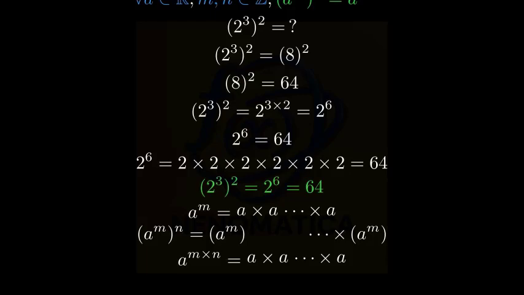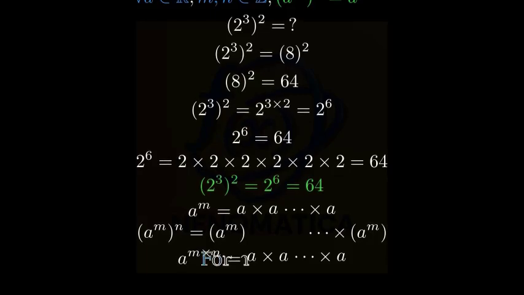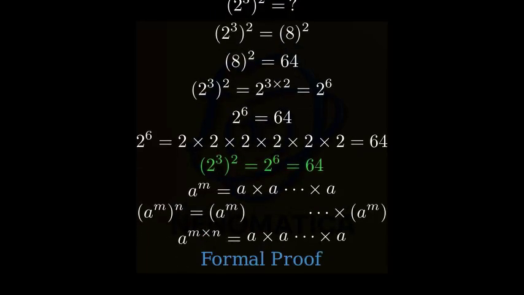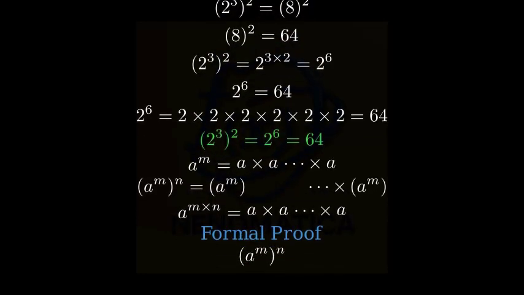Now, let's go through a formal proof of this property. We want to prove that for any real number a and integers m and n, the expression a to the power m raised to the power n equals a to the power m times n. Let's start with the left-hand side. A to the power m raised to the power n.